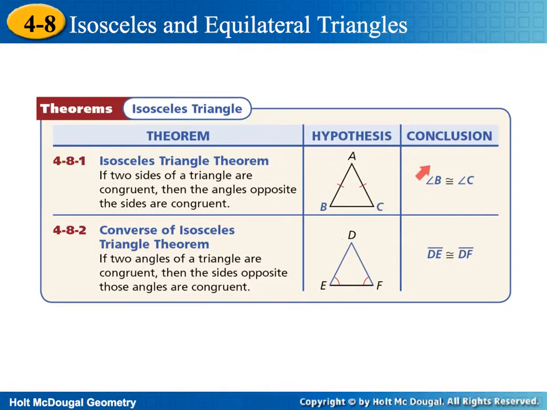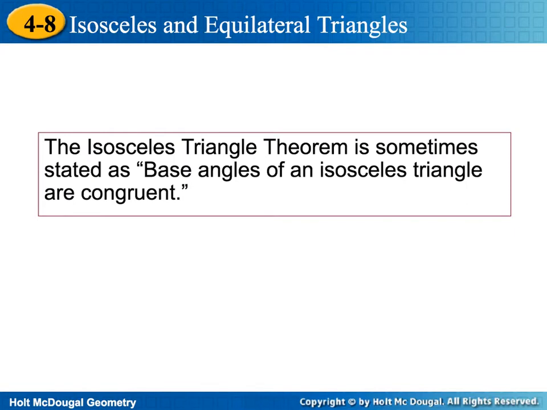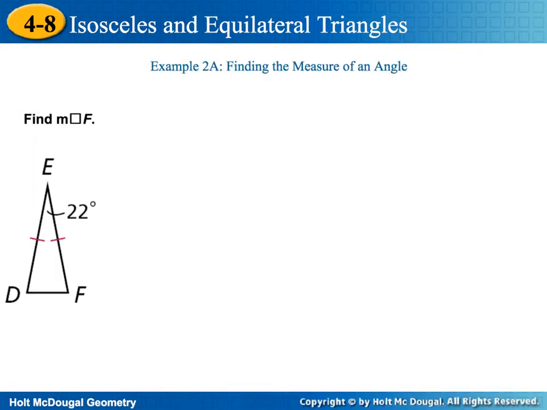All right, so on this diagram, this is the isosceles triangle theorem. If the sides are congruent, the base angles are congruent. So because AC equals AB, angle B equals angle C. And vice versa, if you have congruent angles, then you know the sides are congruent as well. So if you know one of these things, you know the other is good too. The theorem is sometimes stated as base angles of an isosceles triangle are congruent. We'll just call it the isosceles triangle theorem.